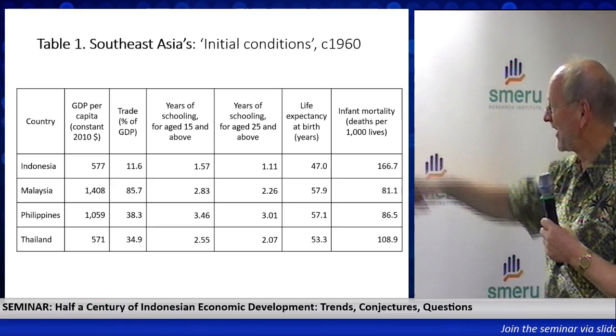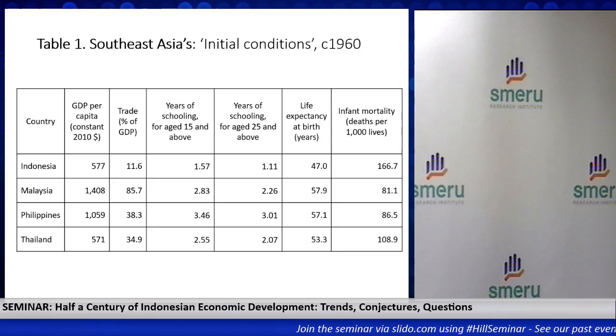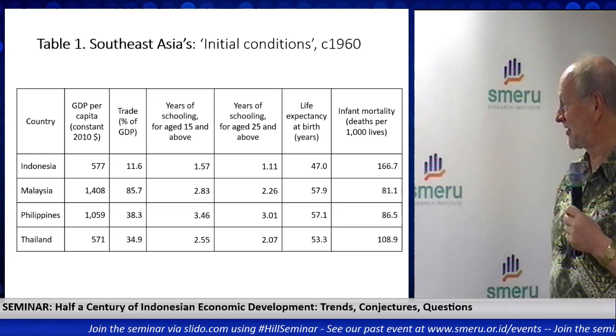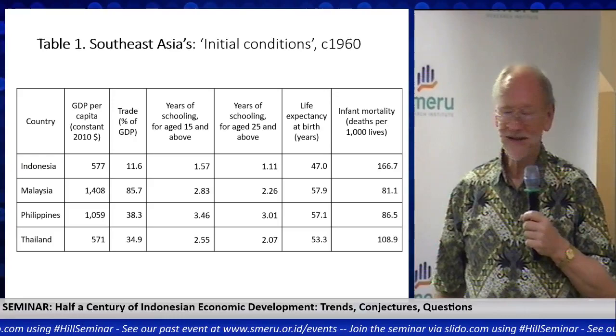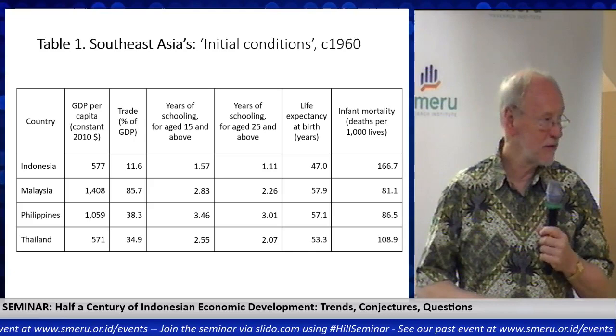Just as an example, this is the well-known Barro-Lee years of schooling data. It is a reminder of how far Indonesia was lagging its neighbours in 1960. On life expectancy and infant mortality too, Indonesia's initial conditions were very unfavourable. That's just the obvious point to make.